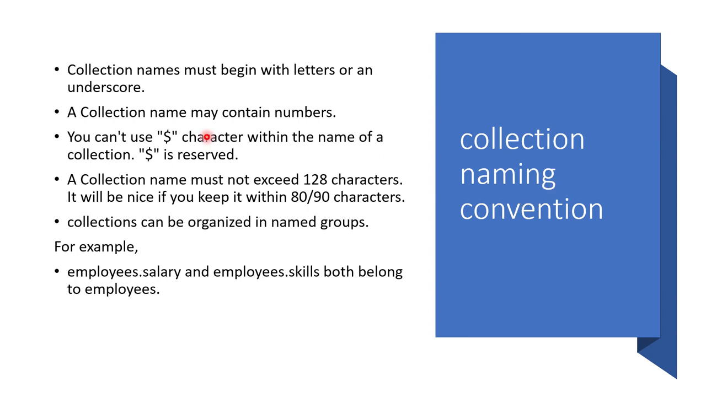Now, this is a naming convention which you have to follow: collection name will always begin with a letter or an underscore, and collection name can have numbers as well, but you cannot use dollar, which is a reserved character in MongoDB. The name of collection cannot be more than 128 characters, so the recommended value is 80 to 90 characters. And you can have collections organized in a group. Let's say you create a collection employees, then further down you can create employees dot salary or employees dot skill. In this case both belong to the employee collection.